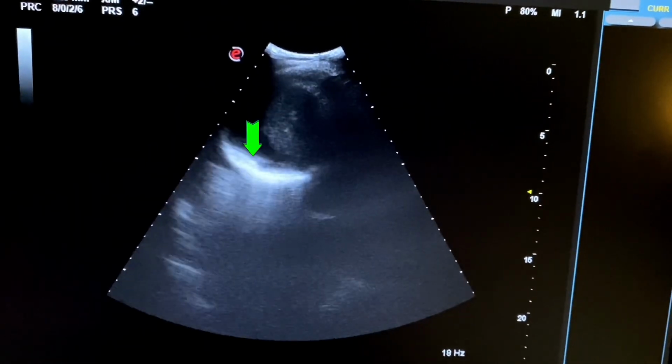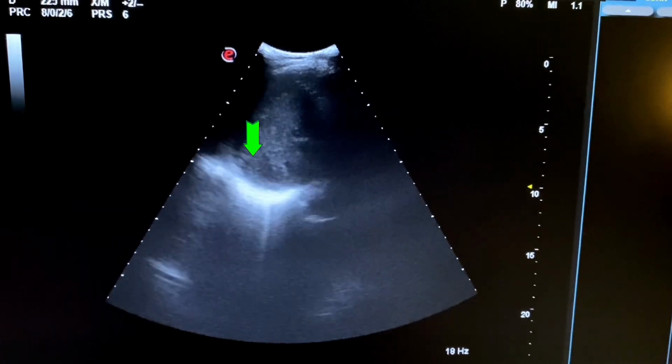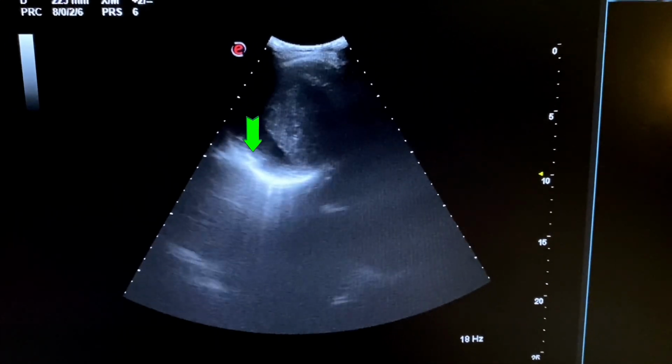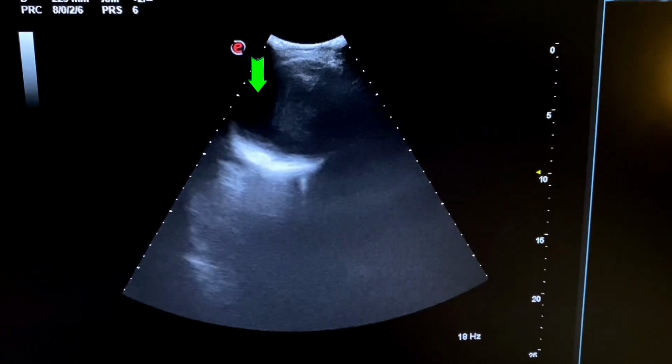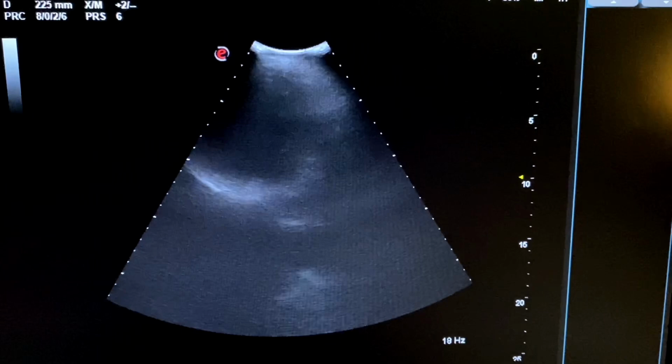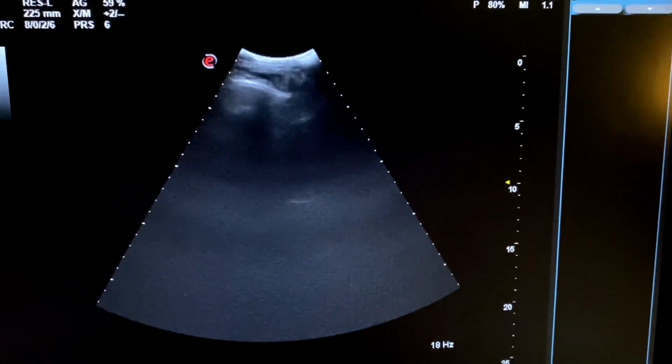Here we see an echogenic line which is the diaphragm, and also we see a hypoechoic area between the liver and diaphragm which is fluid collection or ascites.